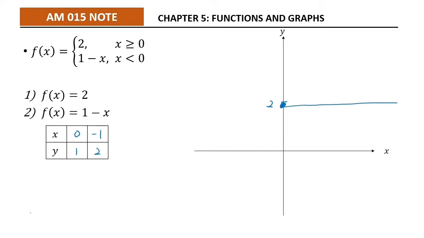When x equal to 0, y equal to 1, not included 0. And then the other one, x equal to negative 1, y equal to 2. And then a linear graph, a straight line, connecting these 2 points, 1 minus x. So this is f(x), a piecewise function. Two graphs on the same axis.